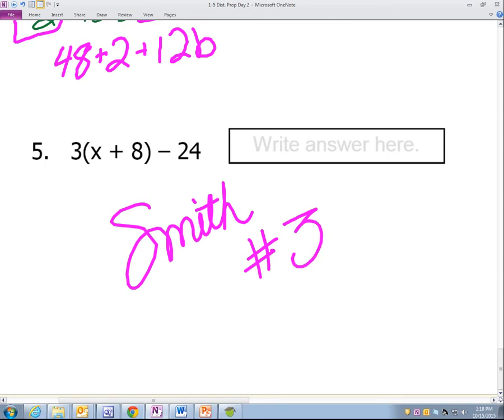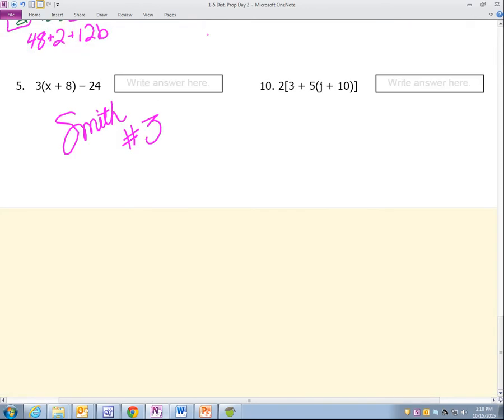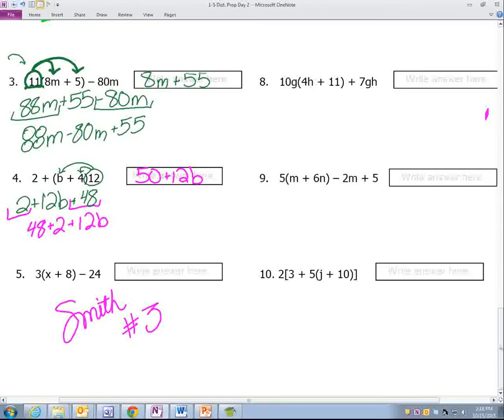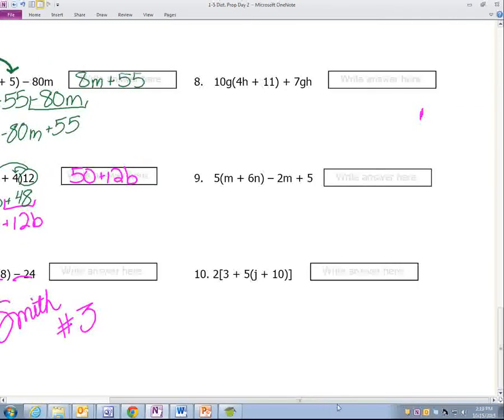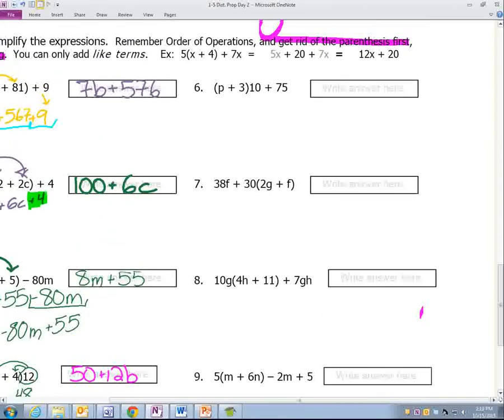If I were to zoom out and look at number 3, we have the number on the left side of the parenthesis. Look at number 3, number on the left side of parenthesis. I have a variable being added to something, and then I'm subtracting a whole number, okay? Number 6.